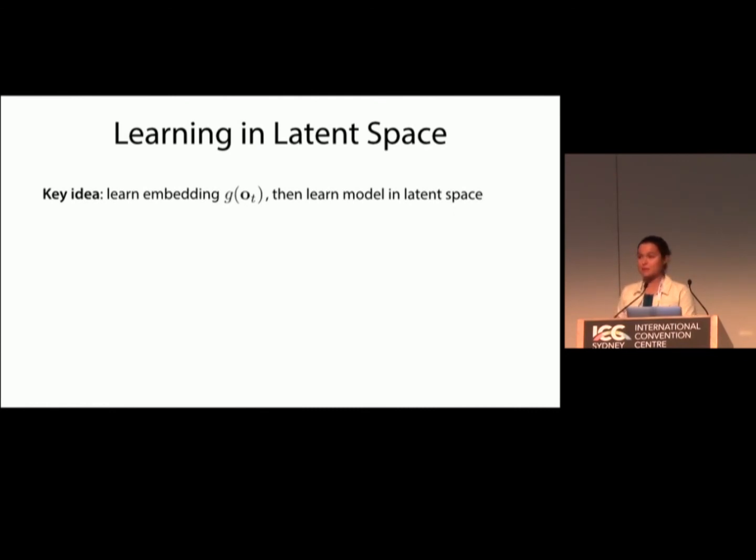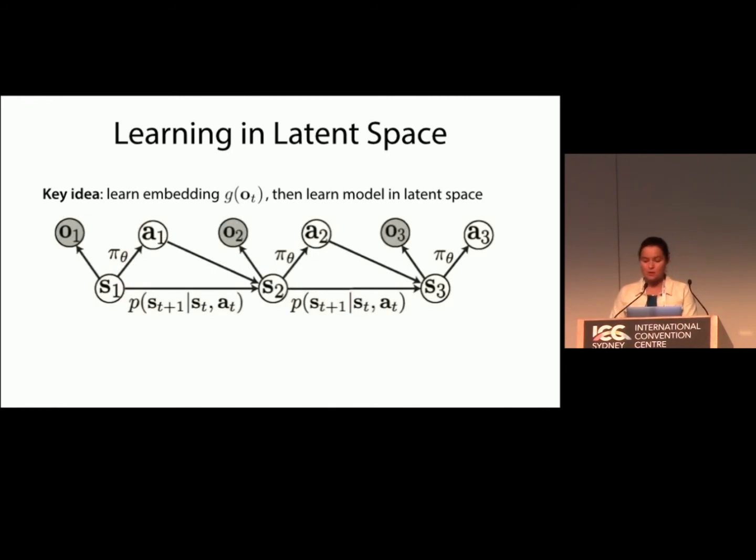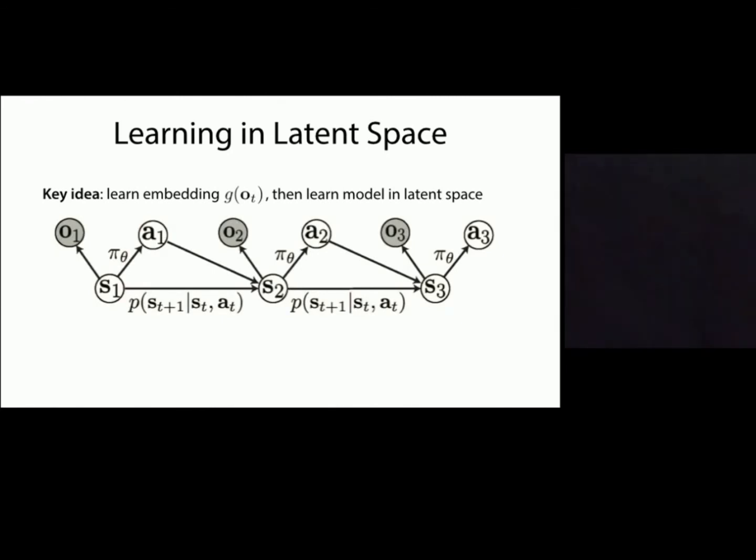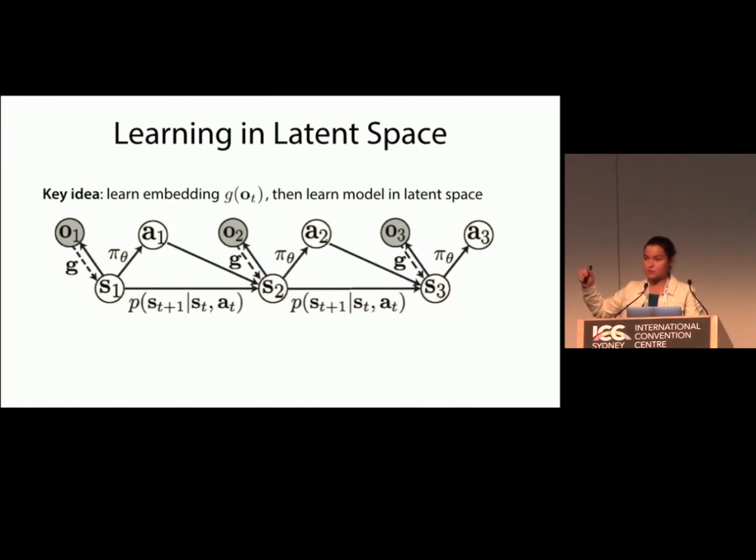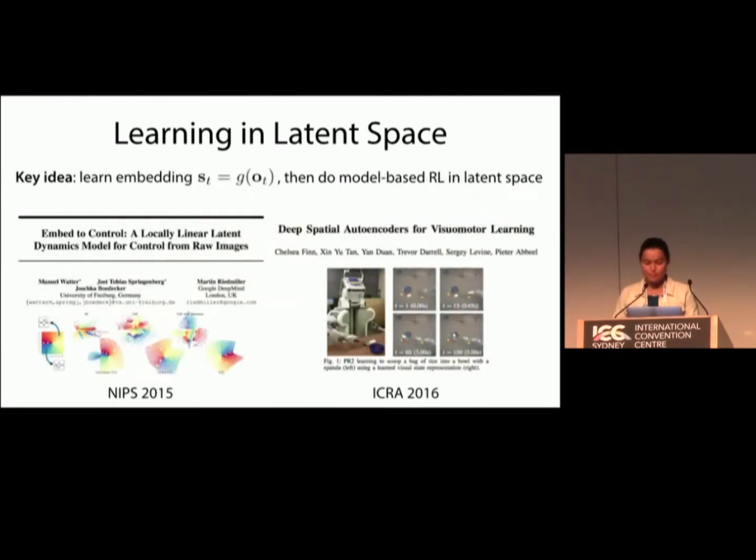Okay, so the key idea behind learning from a latent space is to learn some embedding of your observations, g, and then perform model-based reinforcement learning in that latent space. What this is going to look like, if you have this diagram here, is that you're going to be learning a mapping g that goes from your observations back to your true states. Without access to the true states, you're just going to try and infer that from the data, and then perform reinforcement learning in your state space. There are two papers that I'm going to show today that use this approach.